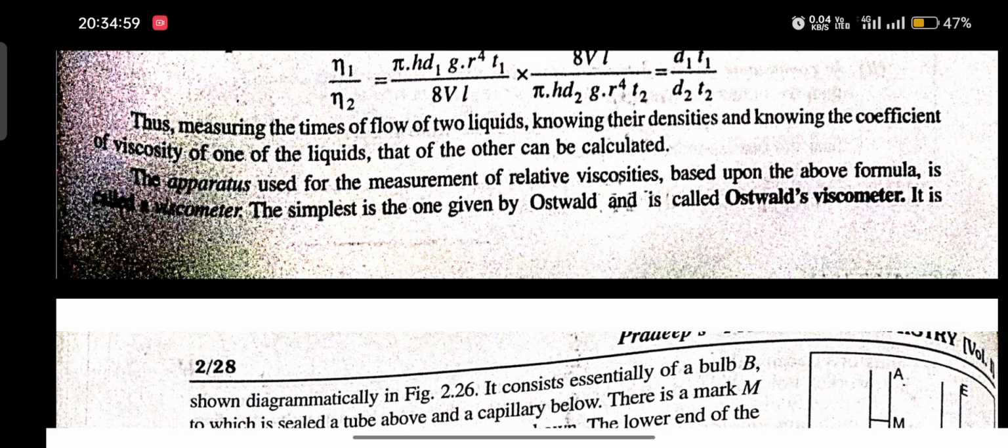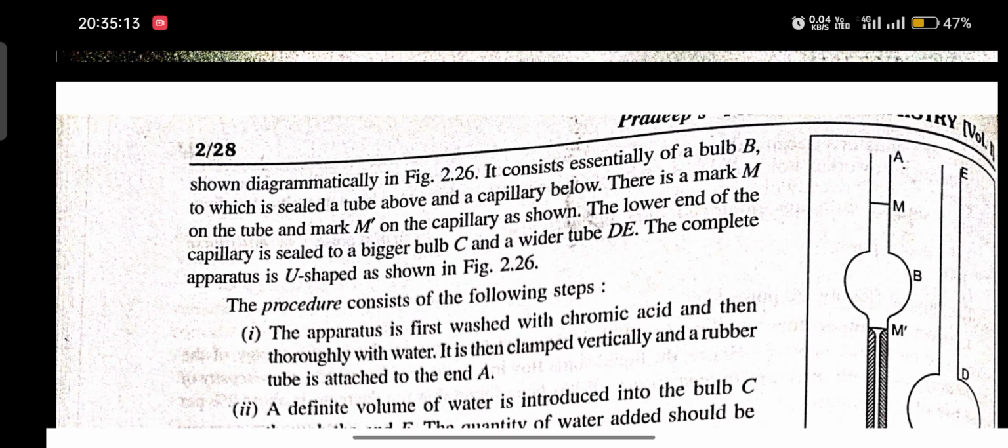The apparatus used for the measurement of relative viscosity based upon this formula is called a viscometer. The simplest is the one given by Ostwald and is called the Ostwald's viscometer. It is shown diagrammatically in the figure. It consists essentially of a bulb B to which is sealed a tube above and a capillary below. There is a mark M on the tube and a mark M' on the capillary. At the lower end of the capillary is sealed a bigger bulb C and a wider tube DE. The complete apparatus is U-shaped.